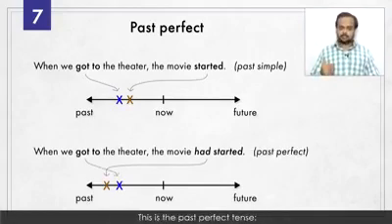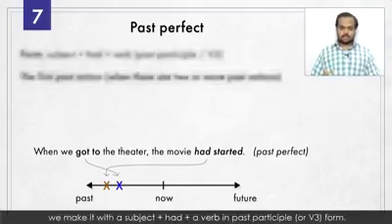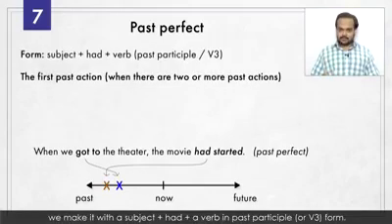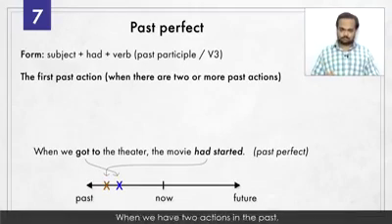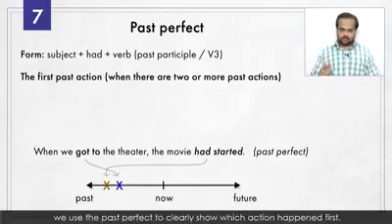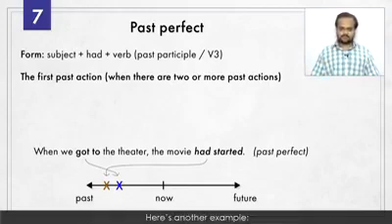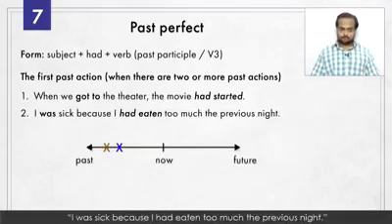This is the past perfect tense. We make it with a subject plus had plus a verb in past participle or V3 form. When we have two actions in the past, we use the past perfect to clearly show which action happened first. Here's another example. I was sick because I had eaten too much the previous night.